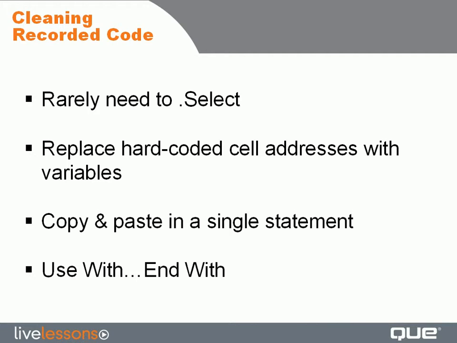First one, you rarely need to .Select. You almost always find pairs of lines where Excel first selects something and then does something to the selection. So .Select through Selection., we can get rid of that. We're going to replace hard-coded cell addresses with variables using final row. We're going to copy and paste in a single statement, and then wherever possible try and use With...End With to speed up operation of the macro. Let's get started.